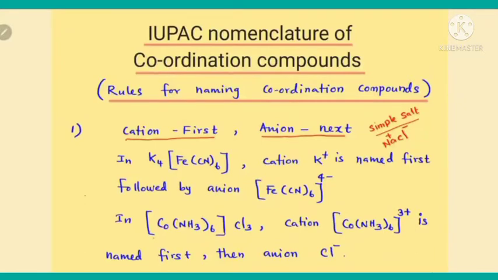In the first example, this is the cationic portion. The first portion is always the cation, the next portion is the anion. But here, this is the cationic portion and this is the anionic portion. While naming this complex, the K+ ion is named first, followed by the name of that square bracket portion, [Fe(CN)6]4-.